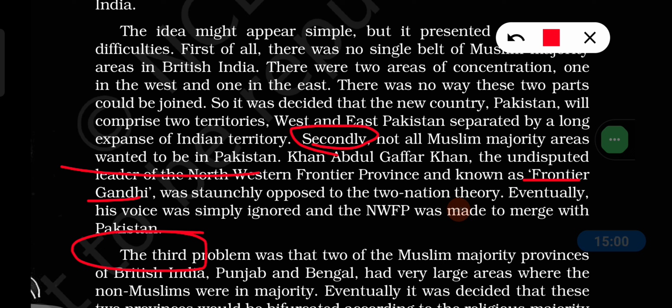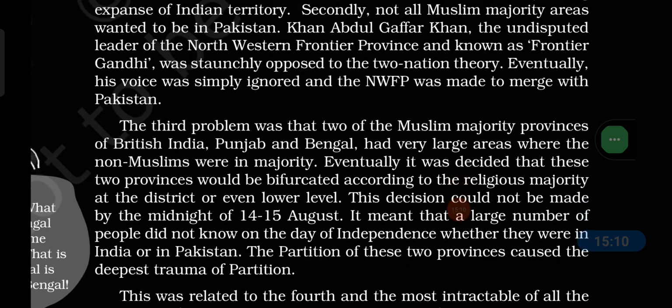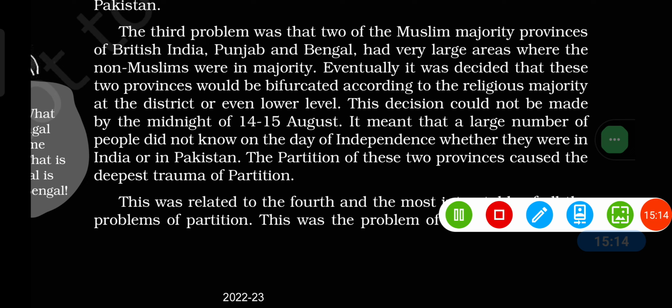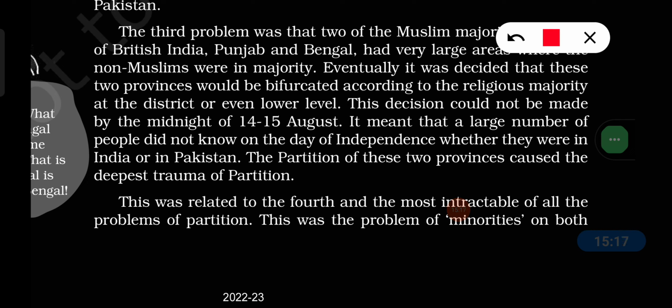The third problem was that two of the Muslim majority provinces of British India, Punjab and Bengal, had very large areas where the non-Muslims were in the majority. Eventually, it was decided that these two provinces would be divided according to the religious majority.